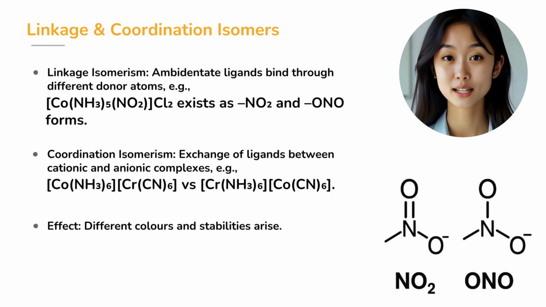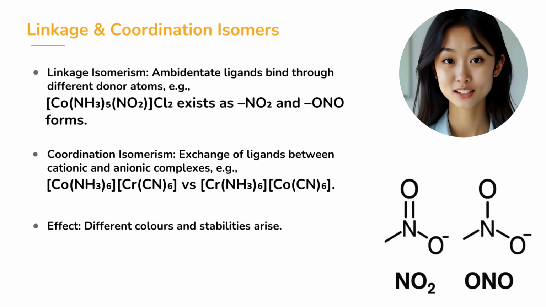Next comes coordination isomerism. This occurs when ligands swap places between the cationic and anionic parts of the complex. For example, [Co(NH3)6][Cr(CN)6] versus [Cr(NH3)6][Co(CN)6]. The ligands have exchanged their homes, like the students swapping hostel rooms, but the overall building remains the same.